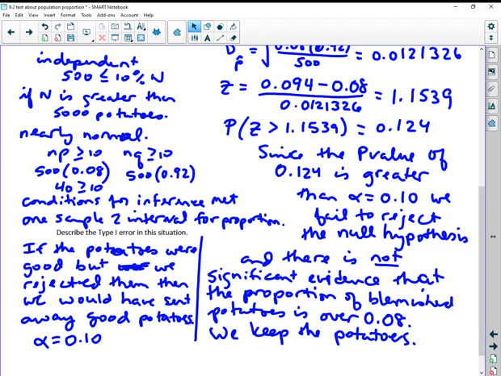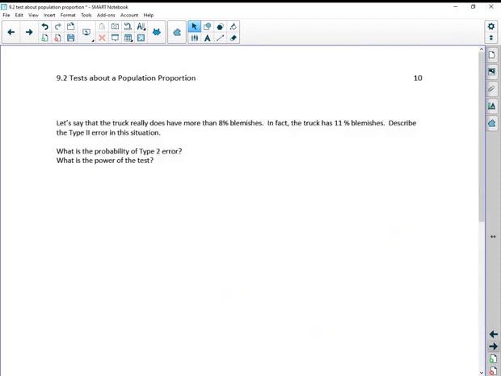But let's say the truck really does have more than 8% blemishes. In fact, the truck really does have 11% blemishes. So let's think about what that would mean. What would type 2 error be in this situation?